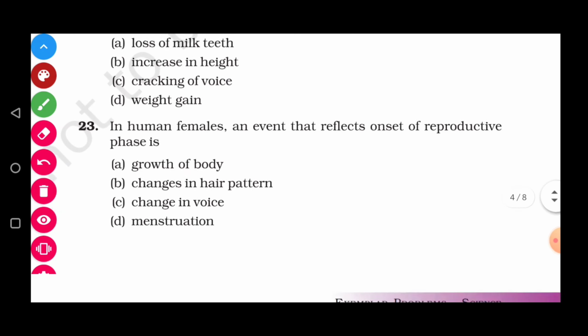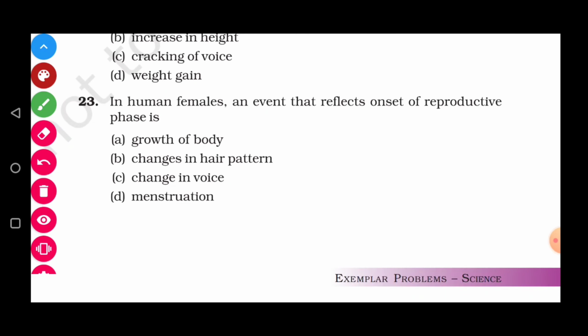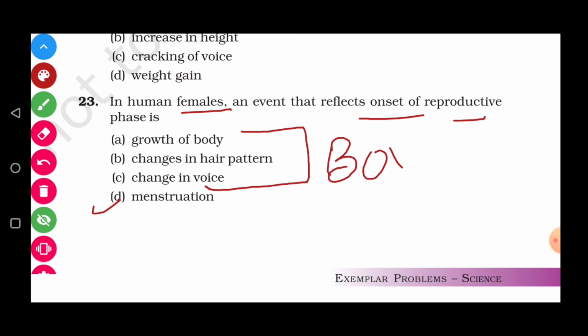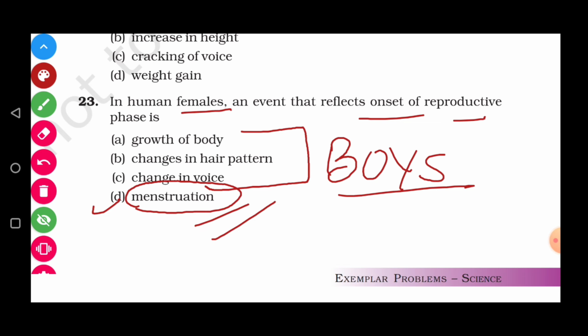Now question number 23. In human females, an event that reflects onset of puberty is, females के अंदर puberty का onset होना यानी कि start होना कौन से character से कौन से event से पता चलता है? That is the menstruation. Growth of body, changes in hair pattern, change in the voice, these all can also be present in the boys. ये character तो boys में भी मिल सकते हैं. This is the only character which is present in the girls and it shows the onset of reproductive maturity.